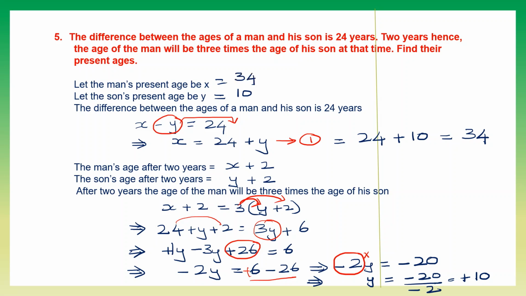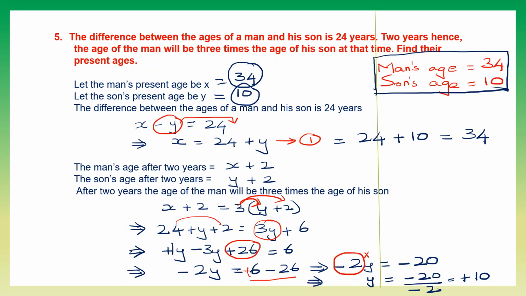So we have found our answers. The present age of the man is 34 and that of the son is 10. So let's write that down clearly. Man's age, okay, or the father. Here they're mentioned as man. So man's age is 34 and the son's age is 10. So this is the answer to question 5.